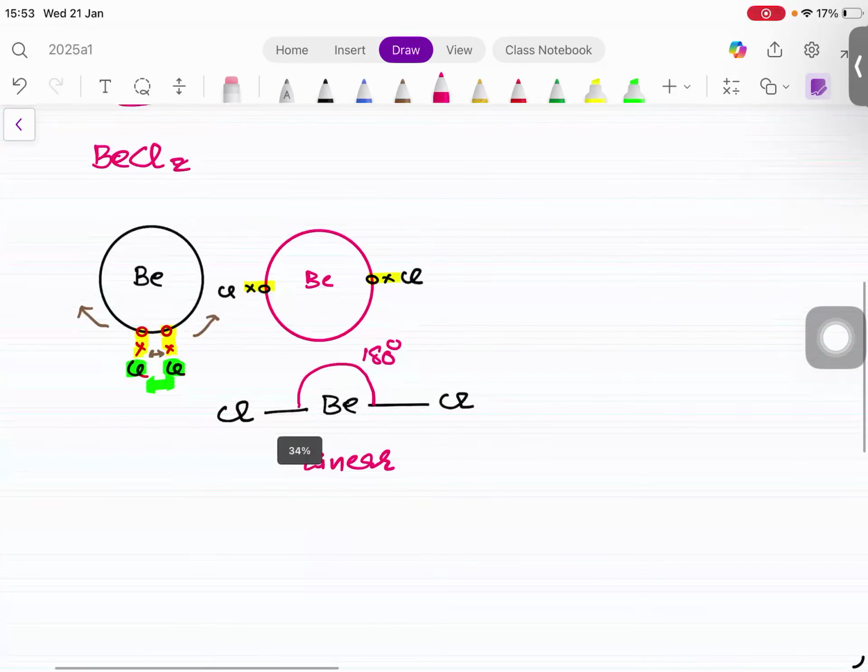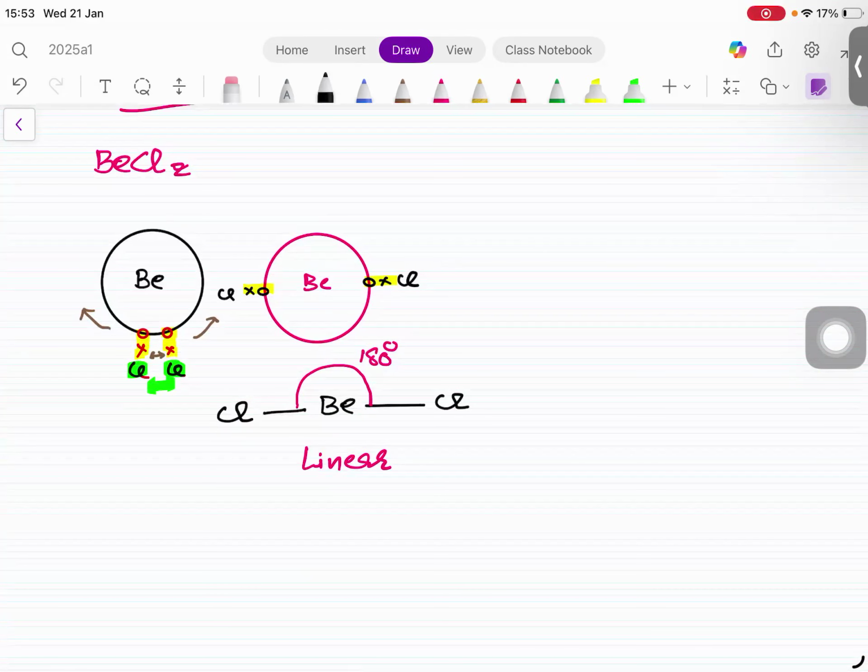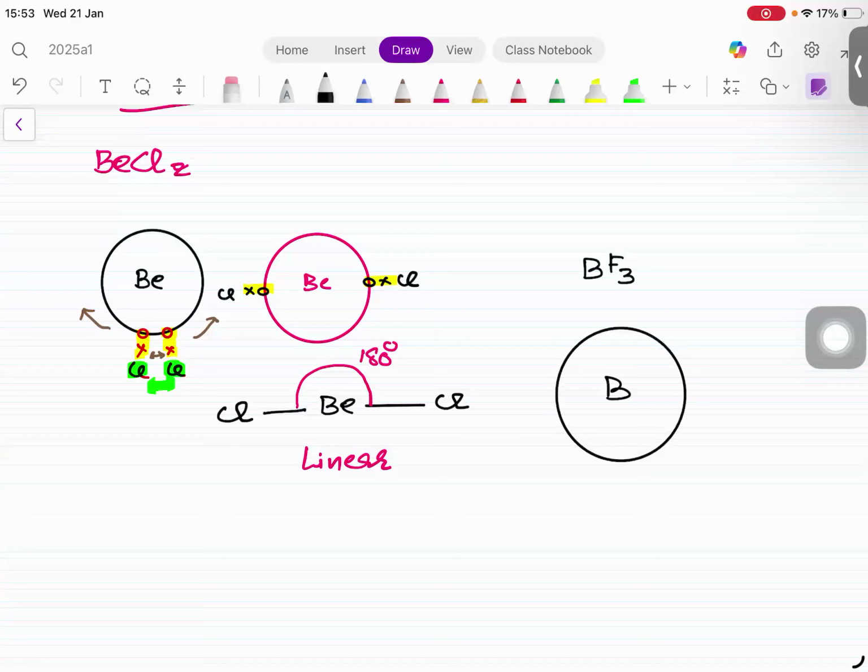Now look at this. Let me give you one more example. Let's say we talk about BF3. This is boron. Boron is in group 3, the central atom, 1, 2, 3. So 3 fluorines bond like this. Now again there is repulsion and they are repelling each other. And they go to which distance?